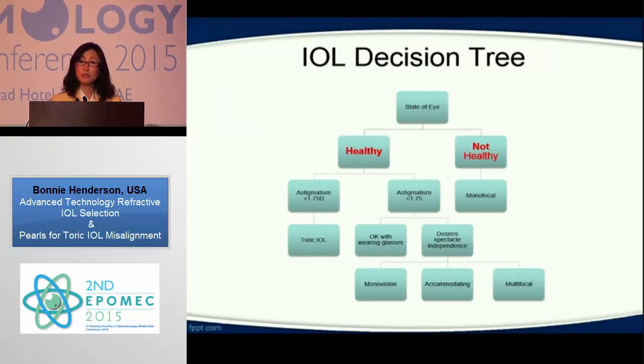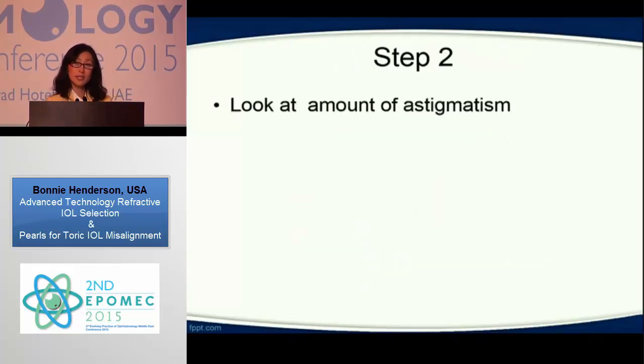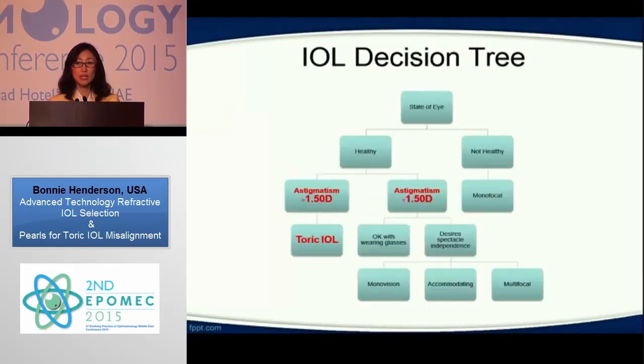So first, if it's healthy, then I look at the amount of astigmatism. Now I'm going down the astigmatism path. I look at the amount of astigmatism, and my cutoff, again, it's just personal, is about 1.5 diopters. If it's greater than 1.5 diopters, I'm already thinking toric for this patient. If it's less than 1.5 diopters, I'm going down a different pathway.